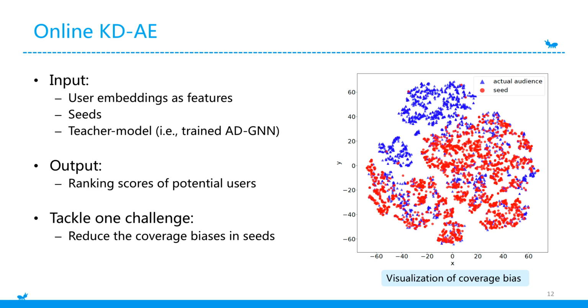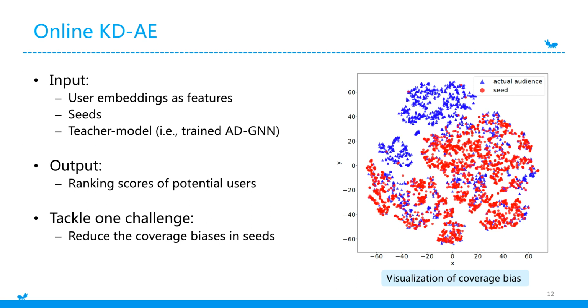Our second component, the knowledge distillation based online model called KDAE, is responsible for performing audience expansion given any new campaign. Note that the only information about the new campaign is the set of seed users. The task is to take seeds as input and to find a much larger expanded user set, in which the users are similar to the seeds and have potential to convert when the new campaign is released.